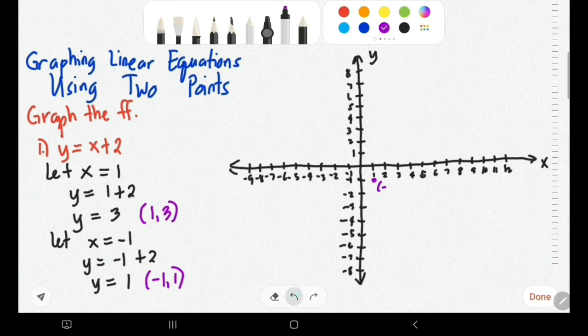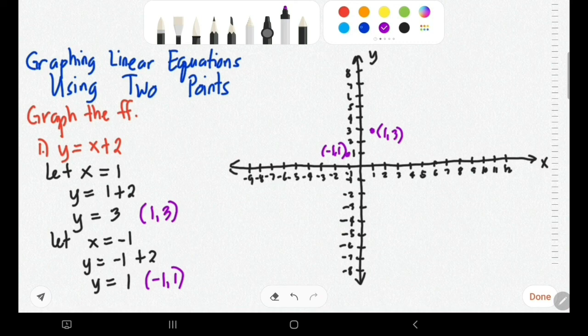Sorry, that's incorrect. -1 is the x, so it's not in quadrant 4, this is quadrant 2. -1 is the x coordinate, 1 is the y, so (-1, 1). And then (1, 3). That is found in quadrant 1.